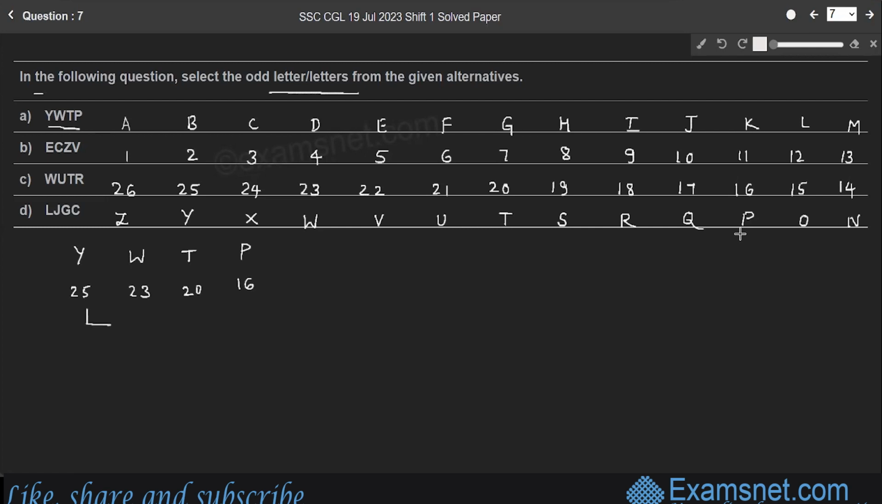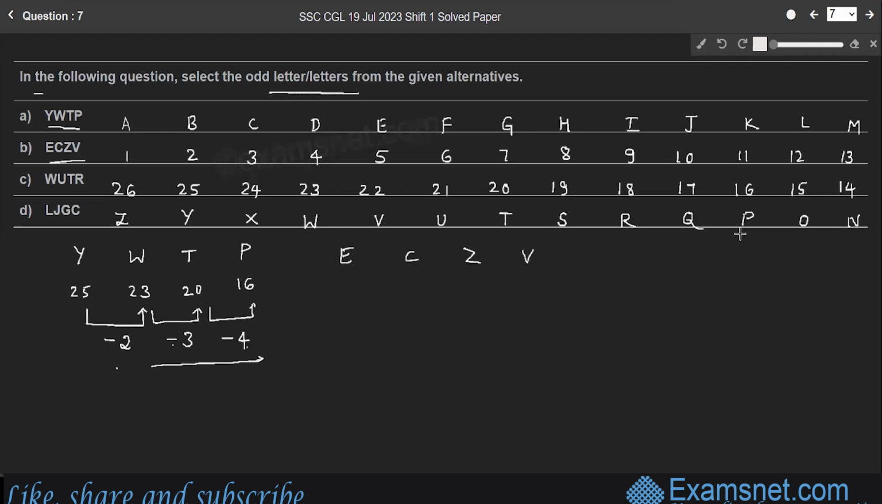So let us consider the difference between the positional values of consecutive letters in the given clusters, right? So 25 and 23, here the difference is 2, right? So 25 minus 2 is 23, whereas 23 minus 3 is 20 and 20 minus 4 is 16. So the difference is increasing here: 2, 3 and 4 continuously. Next, consider the next cluster ECZV.